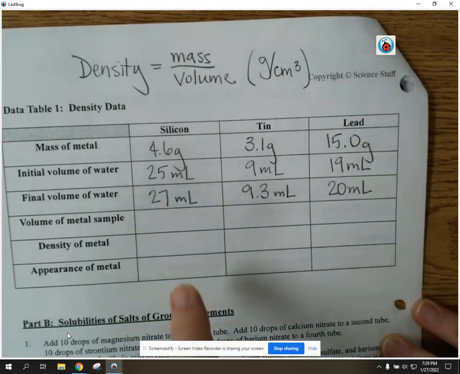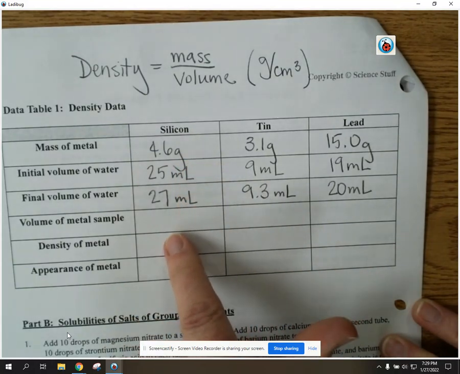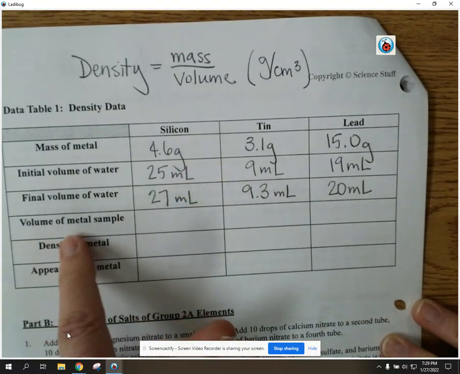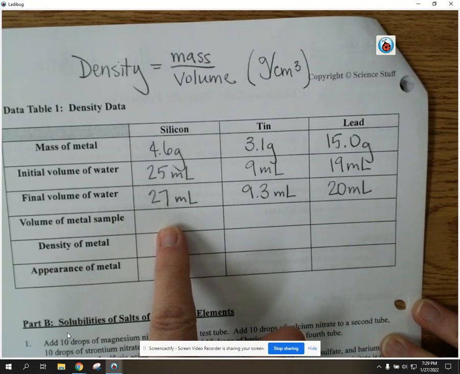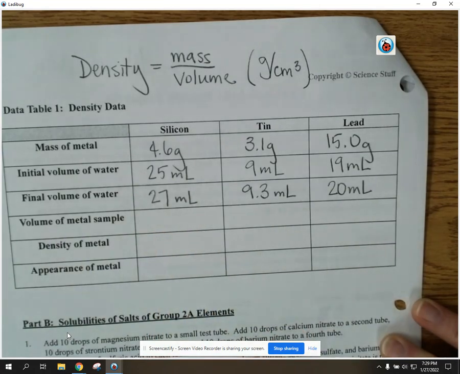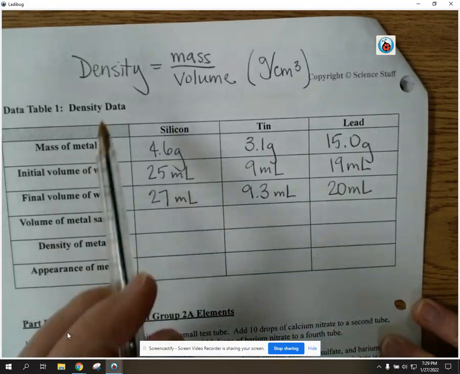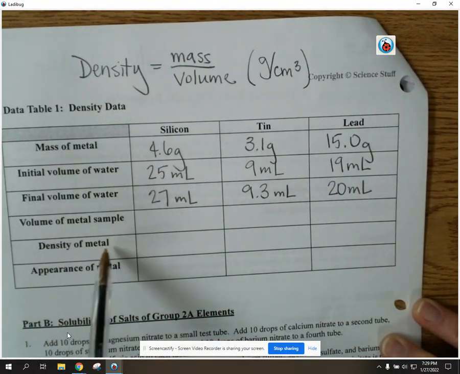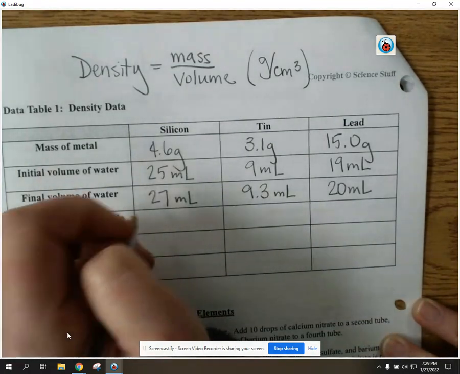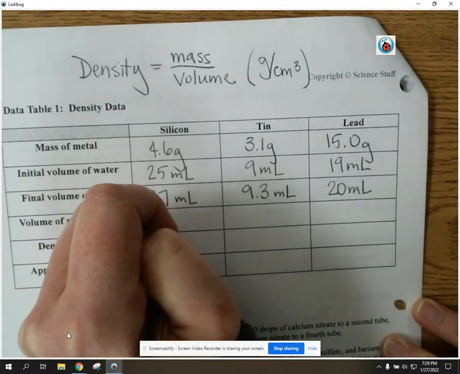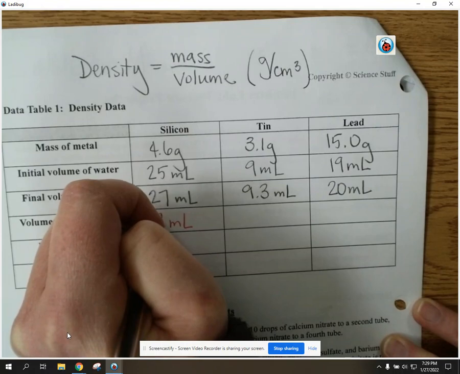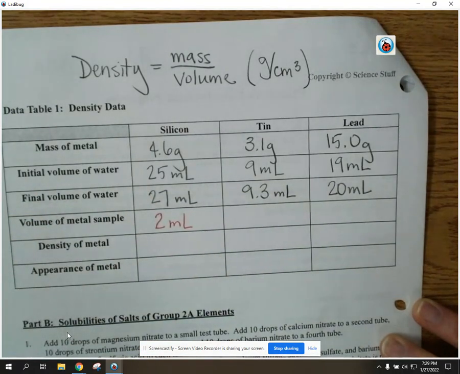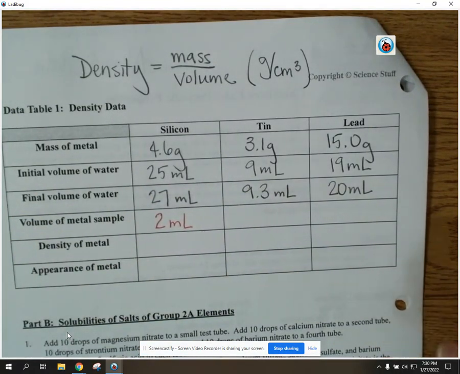And so you can probably figure out that if this one went up by 2 milliliters, then the volume of that sample is then 2 milliliters. And then to find the density, you can see that the formula is mass divided by volume. So here you would put the density, okay? And I'll attach a video on that displacement method just so you can see that.